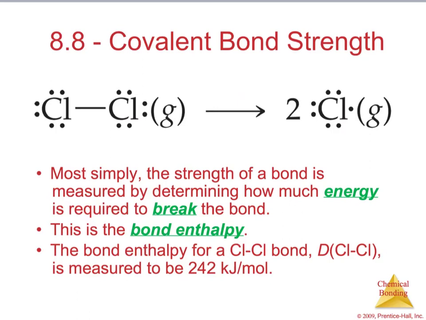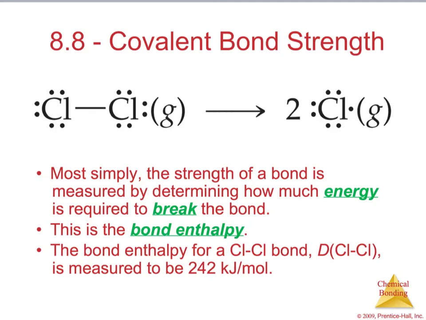The last thing we're going to talk about in Chapter 8 deals with the covalent bond strength. Now, the stability of a molecule is related to the strengths of the covalent bonds that it has. And the strength of a covalent bond between 2 atoms is actually determined by the amount of energy that is required to break that bond. So, this is what we call our bond enthalpy.